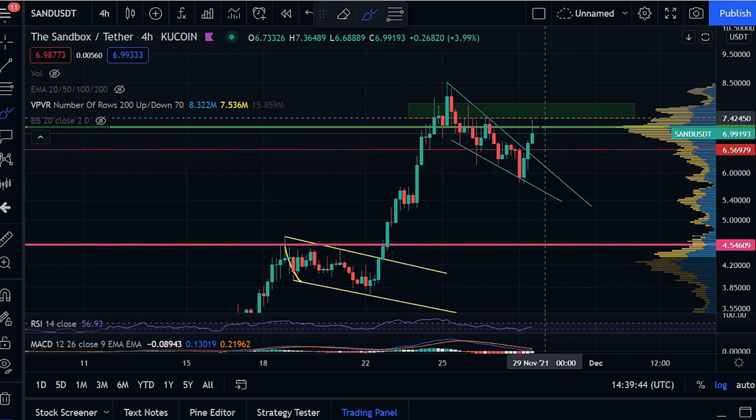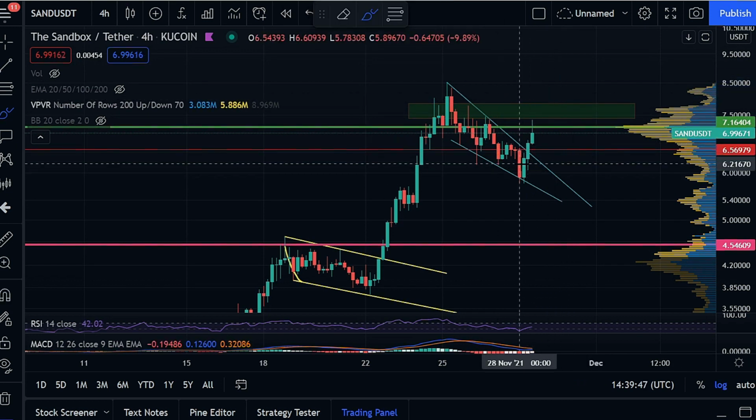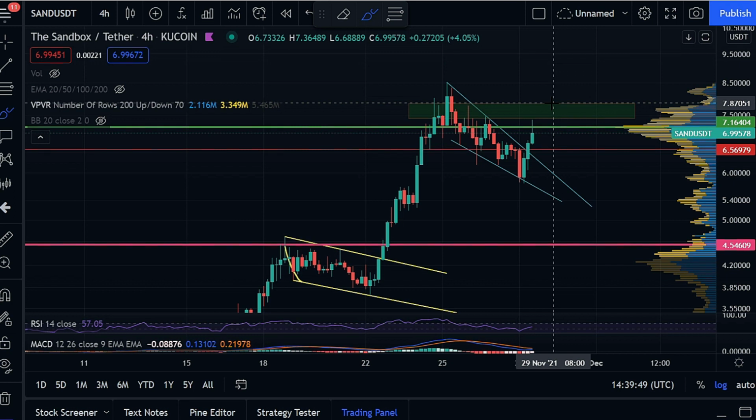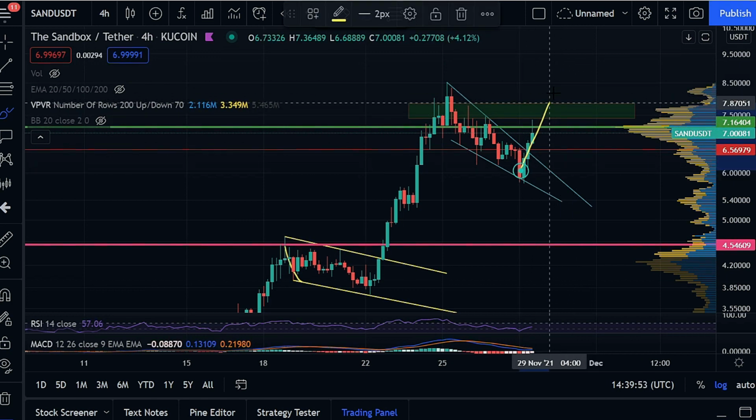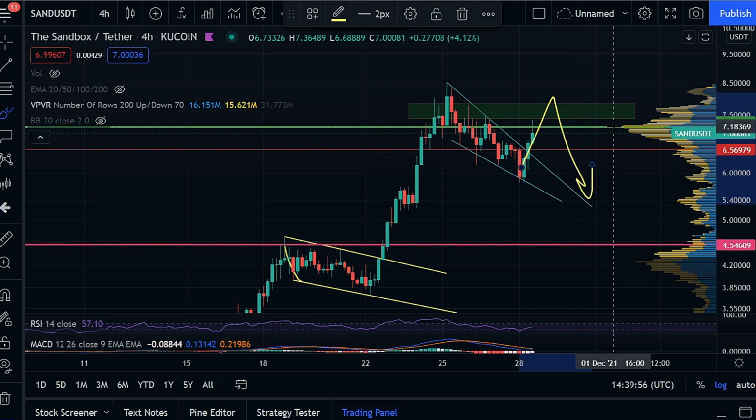So with that being said, I'm going to talk about how we confirm that this is a continuation to the upside, at what points I would be entering or increasing my positions, and how I would know if this is some big fake out that could lead to continued falls. So let's go ahead and get into it.